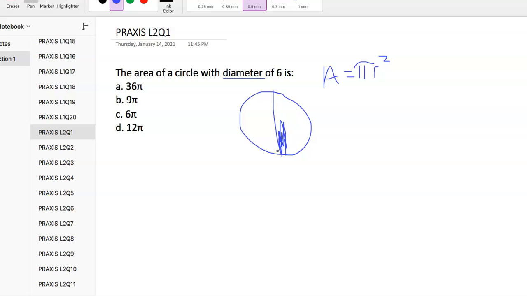If I know that the radius is 3, then area is pi times radius squared, 3 squared, 3 times 3 is 9. Our answer is 9 pi. There's question number 1. Pretty simple, but we do need to know those two things: area equals pi r squared, and radius is half of diameter. If you don't know either of those, then these circle questions are hard.